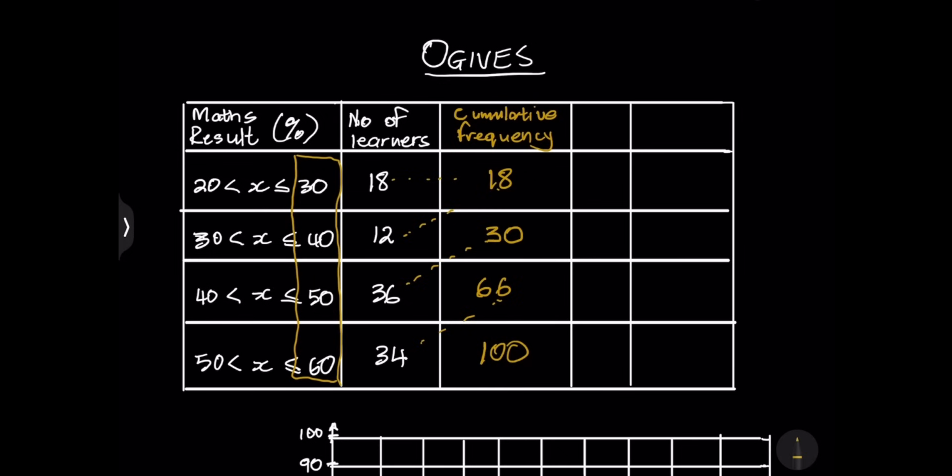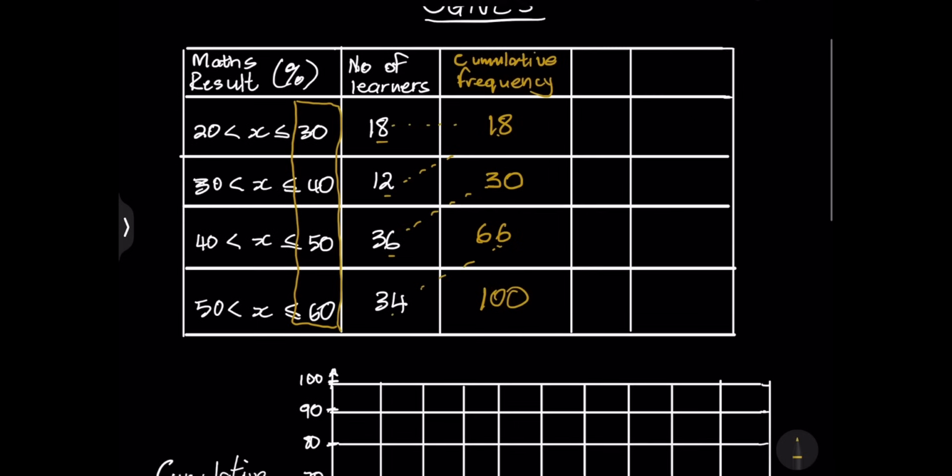Now, once I calculate the total number of learners, I want you to note that I should get the same value there. The total number of learners should agree with the number in the cumulative frequency.